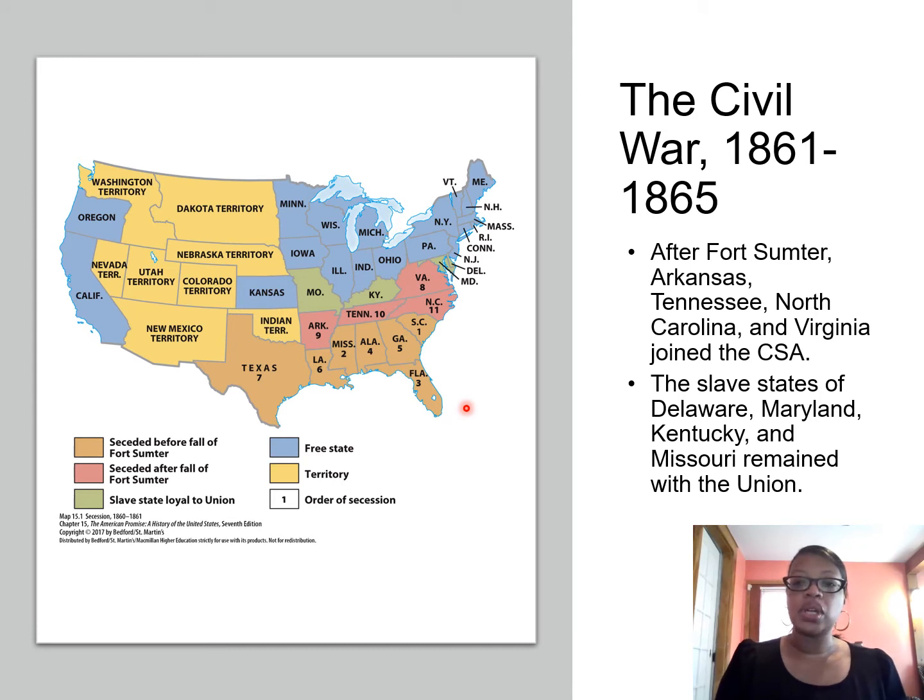Interestingly, there were four slave states that remained loyal to the Union. You have Delaware, Maryland, Kentucky, and Missouri. So Abraham Lincoln, in the early stages of the war, tried to keep these states happy by trying not to make the war about slavery, trying not to say, this war is about the end of slavery and we want to take your slaves away, because he wanted to keep those four slave states loyal to the Union.